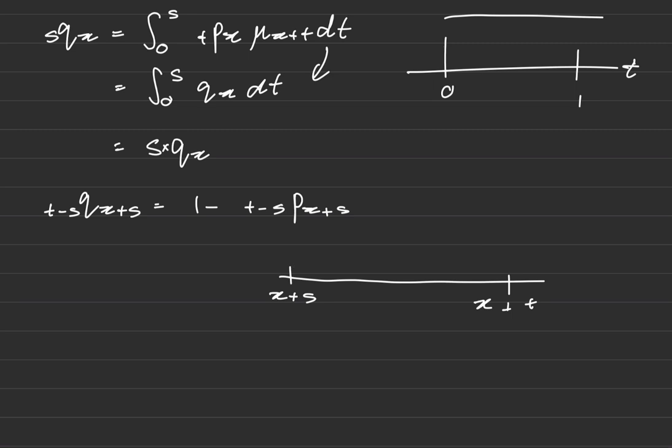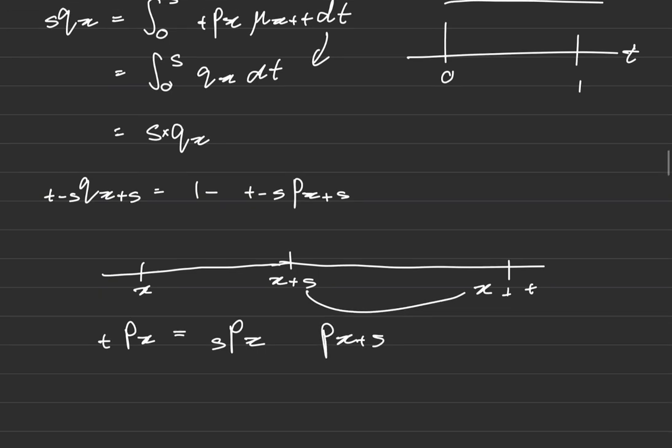Okay, so in order to do this, I'm actually going to extend the line in this direction first, and I'm going to include this age x here. So I then go from age x to x plus t. This probability, the probability that someone aged x survives for t years, should be equal to the probability that someone aged x survives for s years, and then the probability that someone aged x plus s survives for this next t minus s years. Okay, and this is exactly what I was looking for.